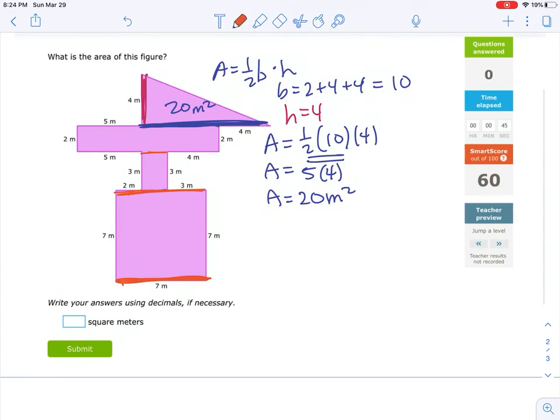Now we're ready to move on to find the surface area of the big rectangle below the triangle. So remember, we know that this is 2 meters and this is 2 meters. So I need a width and a length. Here's my width. My width is 2 meters. My length goes all the way from here to here. I need to add 5 and 2 and 4 together. So 5 and 2 make 7, plus 4 makes 11 meters. So my length is 11, my width is 2. 11 times 2 makes this 22 meters squared.